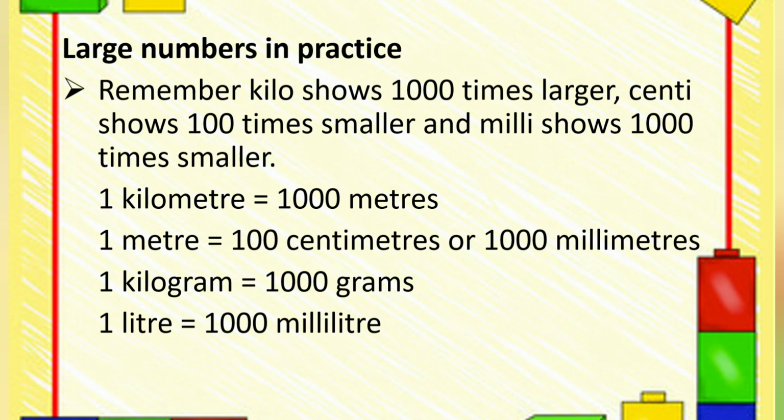Large numbers in practice. Now large numbers are needed in many places in daily life. Remember, kilo shows 1000 times larger, centi shows 100 times smaller and milli shows 1000 times smaller. 1 kilometer is equal to 1000 meters. 1 meter is equal to 100 centimeters or 1000 millimeters. 1 kilogram is equal to 1000 grams and 1 liter is equal to 1000 milliliters.